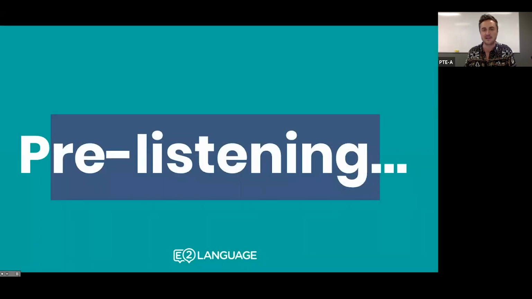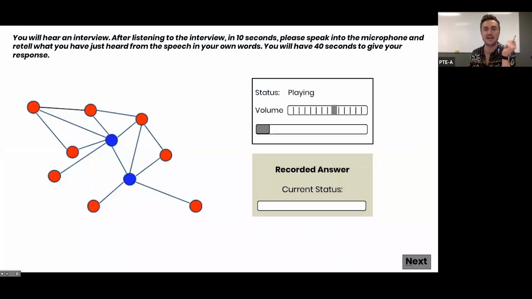So let's divide this into parts: pre-listening, listening and speaking. 3 parts. Pre-listening is you look at that image and some sort of representations will come to mind. Networks, social networks, computer systems. These are the sorts of words or phrases that come to my mind. So I'm generating sort of vocabulary or a schema of vocabulary in my mind.